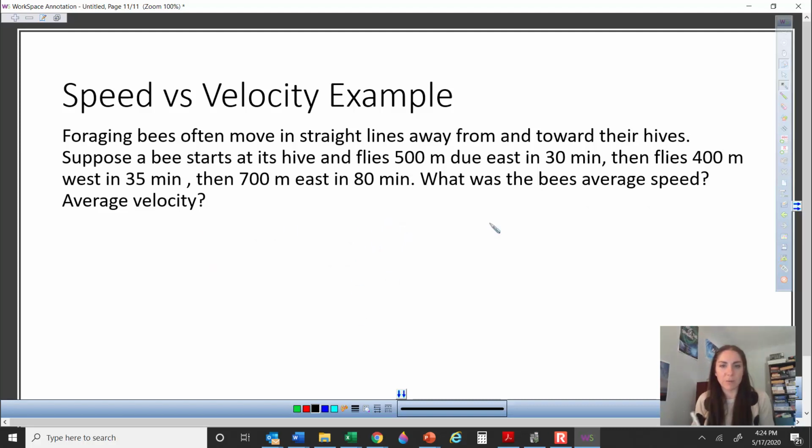All right, so since we're going back and forth here, I'm going to draw the beehive in the middle. We're mostly going east though, so let's put it mostly in the middle. So here's our beehive.